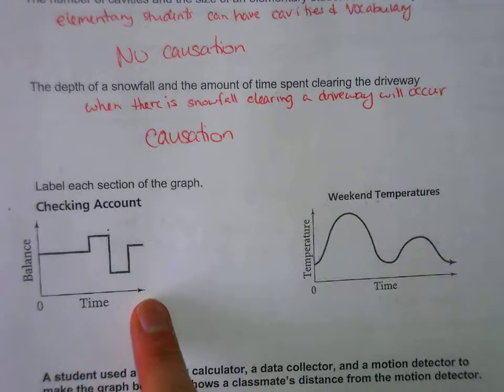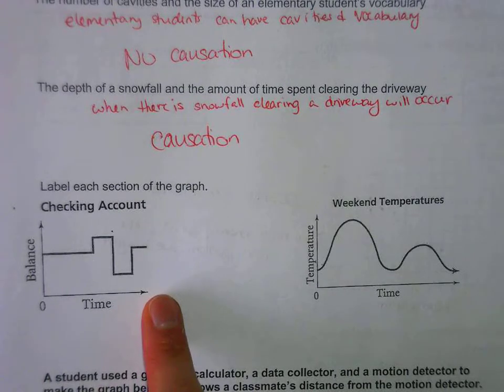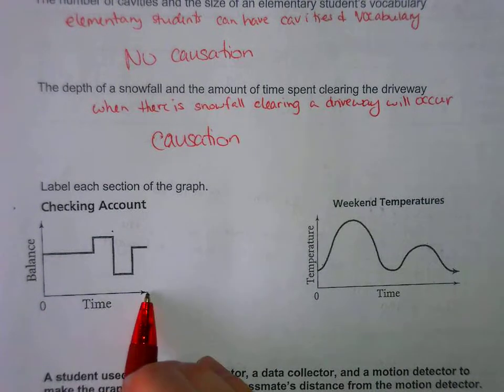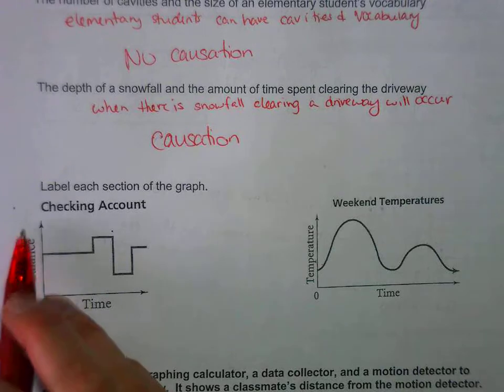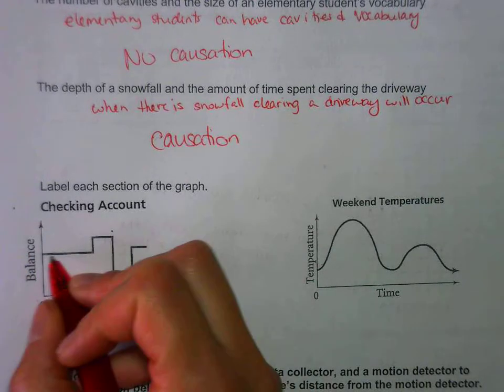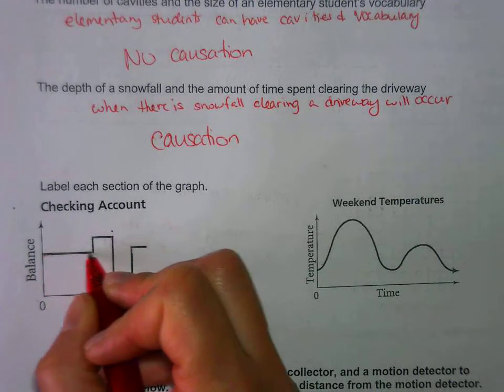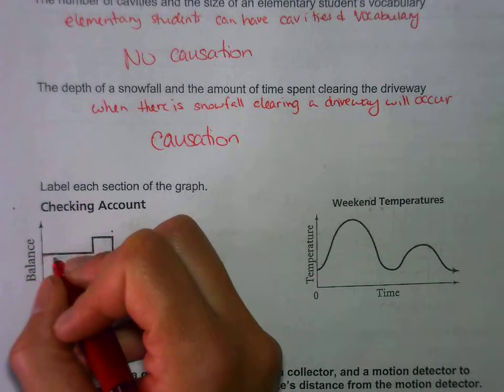So now let's take a look at these graphs. We're going to label each section of the graph. We're dealing with time and balance. So when we are flat, the time is increasing, but our balance doesn't change. So here you're just staying the same.